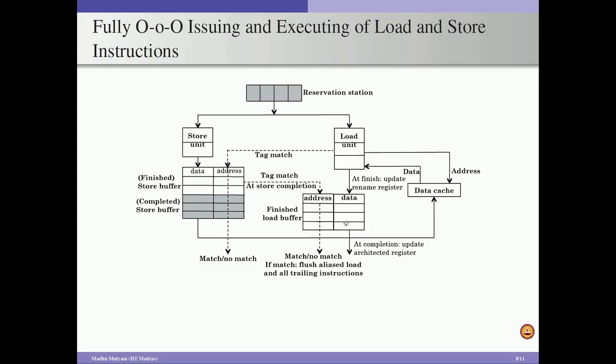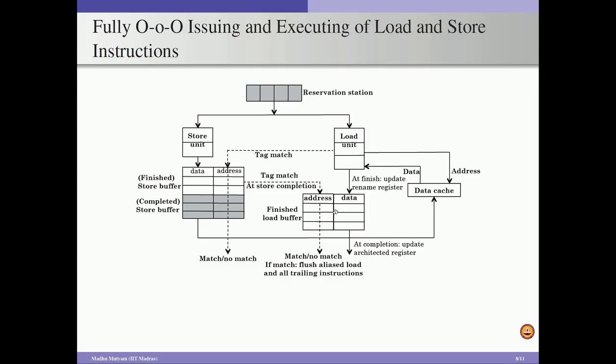And if no match happens between the translated address of this load instruction and any of the translated addresses of the previously finished store instructions, then there is no problem, and this load instruction can peacefully finish its execution, and all the dependent instructions can take the value from this load instruction and execute. So, that means if there is no match, we do not have to flush anything here and we can proceed.